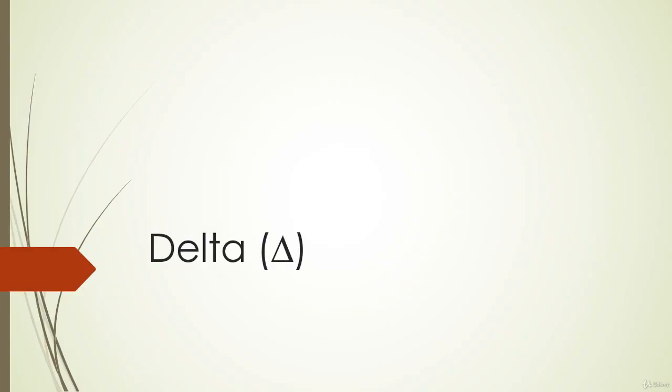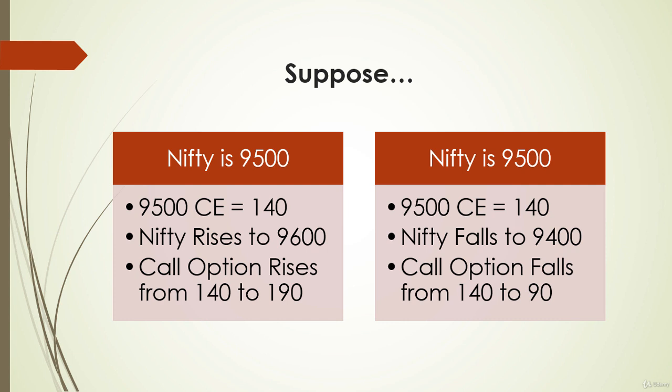In this lecture, we will understand about the delta. Just look at the two situations. In the first situation, suppose Nifty is trading at 9500 and the price of the 95 call option is 140 rupees. The next day Nifty is 9600 and the price of the call option is now 190 rupees.